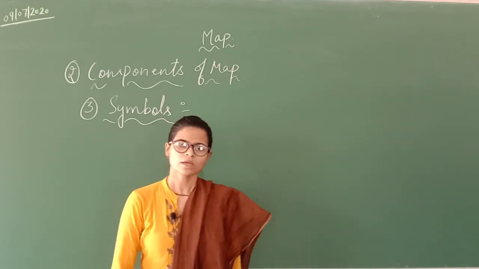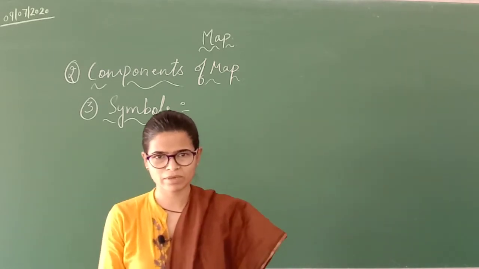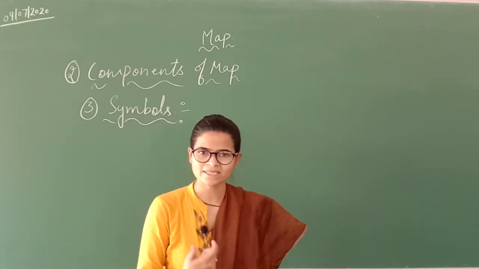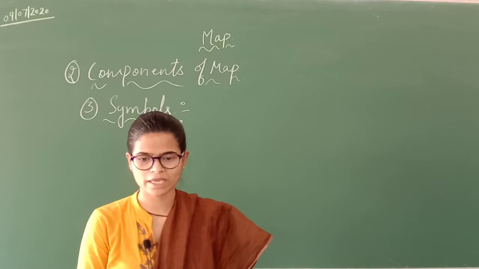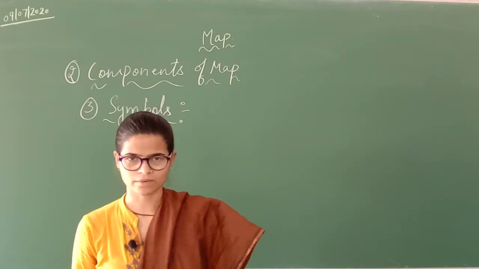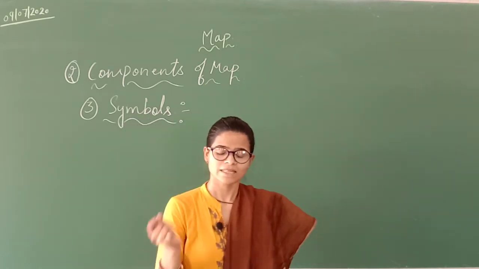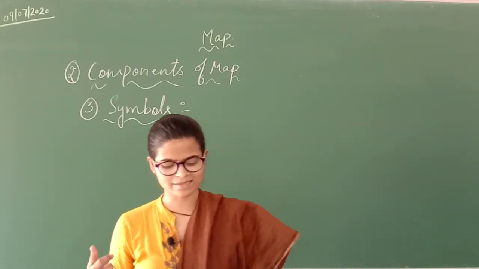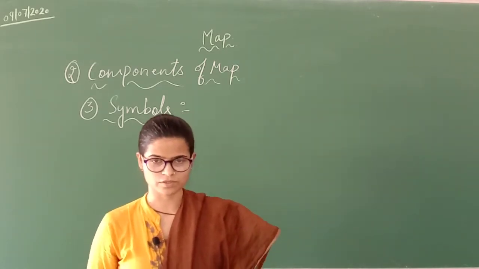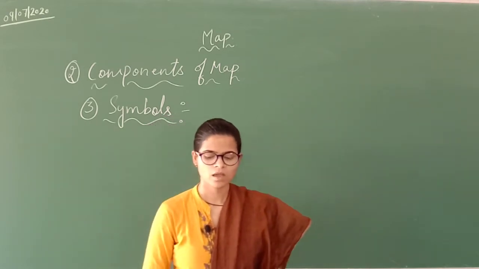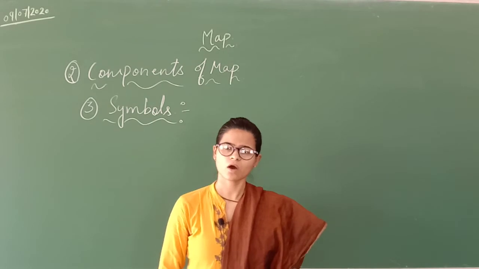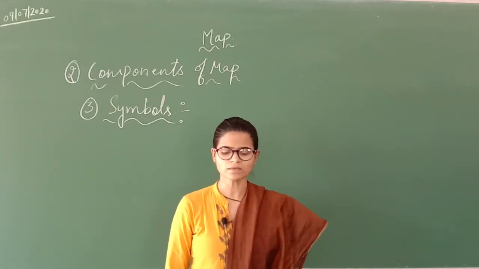Okay, so every symbol on the map denotes something. They tell us what is there at which place. What is there means they tell us the actual shape and size of different features, such as buildings, roads, bridges, trees, railways. All these things are denoted by symbols.